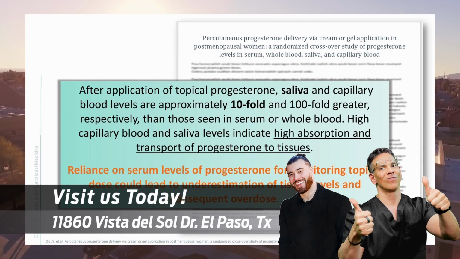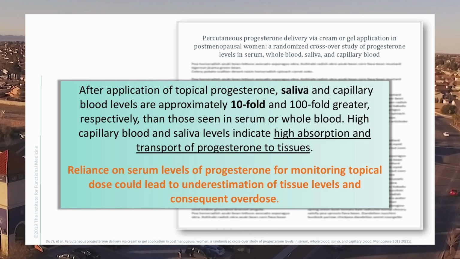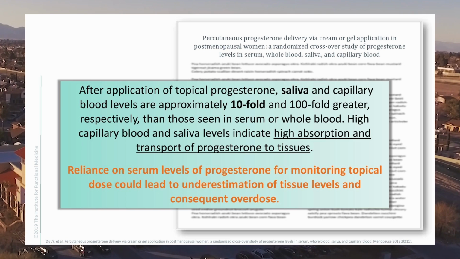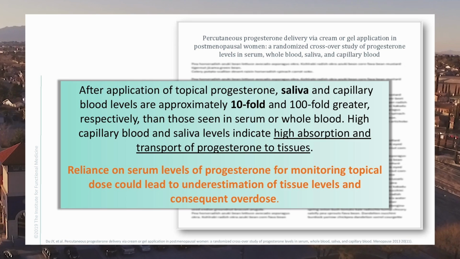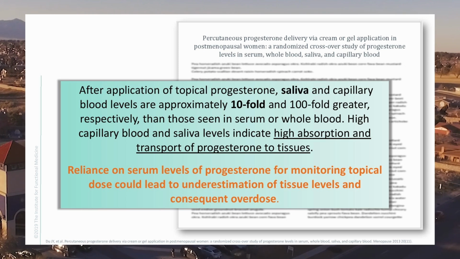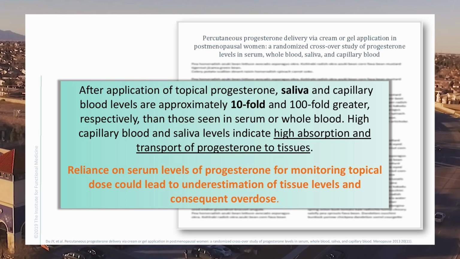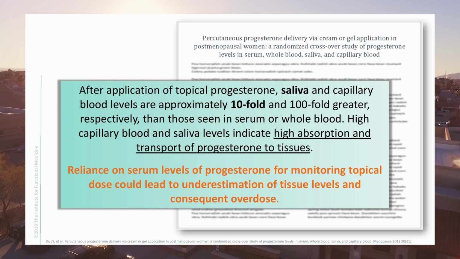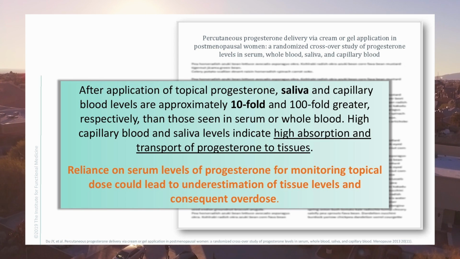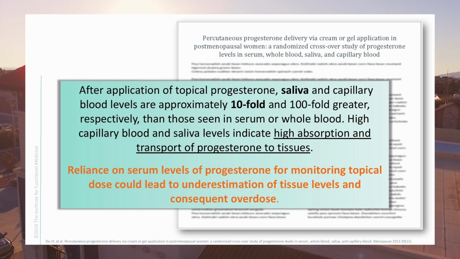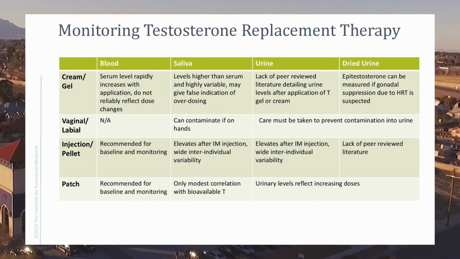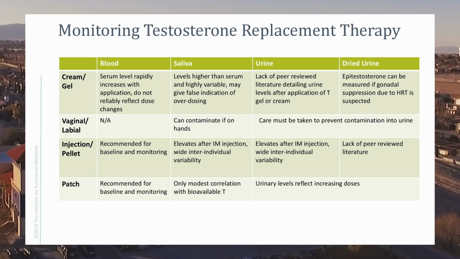And this is a study that basically showed that after application of topical progesterone, the saliva and the capillary blood levels were very, very different compared to those seen in the serum or whole blood. So this is a really important paper to remind you that reliance on serum levels for progesterone, if you're monitoring topical dosing, can lead to really underestimated tissue levels, and so you'll end up giving lots more than you need to. So be really careful about relying on serum levels for topical progesterone, because you're going to overdose people like crazy. And remember, if you overdose with progesterone, it's high up in the steroid hormone pathway, and you don't really know what this person's body is going to do with it. They might turn it into pretty much anything else.